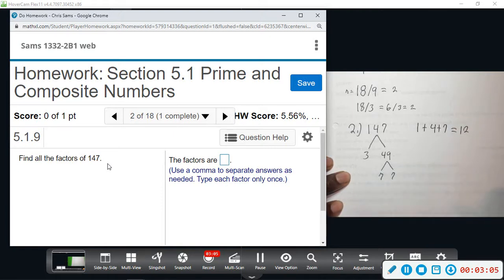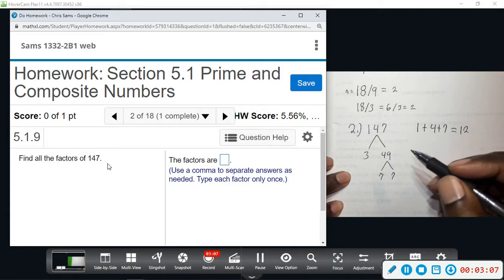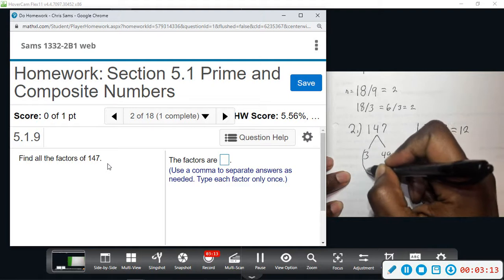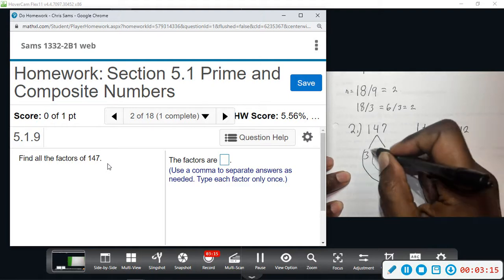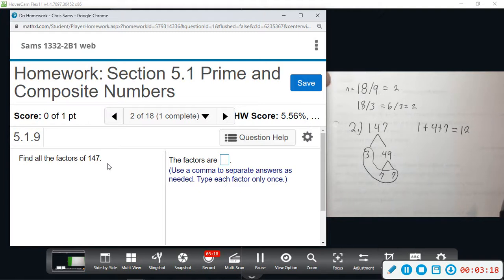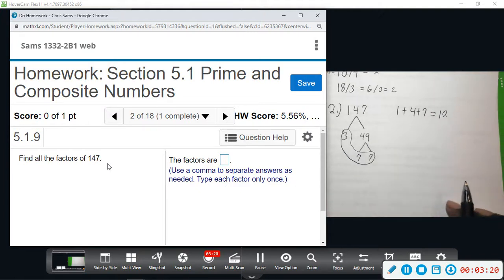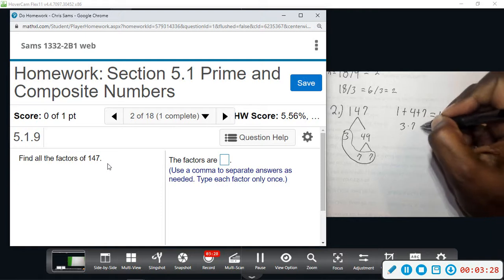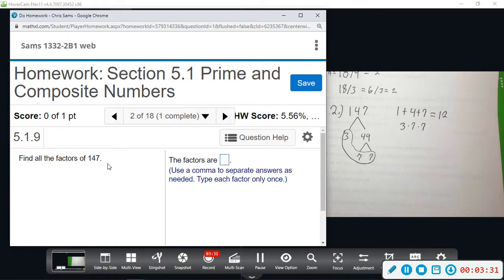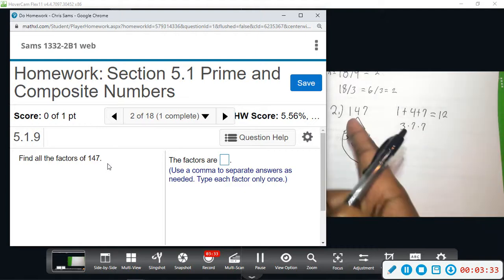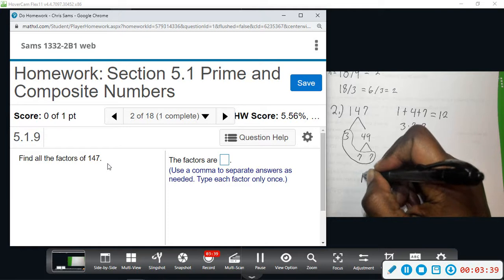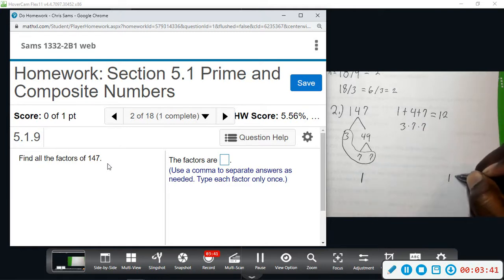Okay, so all the factors of 147. So what I do, and the book doesn't show this method, I'll break it down to prime factors first. I find that to be one of the easiest ways to list all the factors. When they say list all the factors, I'm going to be using all possible combinations of 3 times 7 times 7. I'm going to try to go in increasing order. Okay. So all the factors of 147 would be first 1 times itself. So I'm going to write 1 and 147.